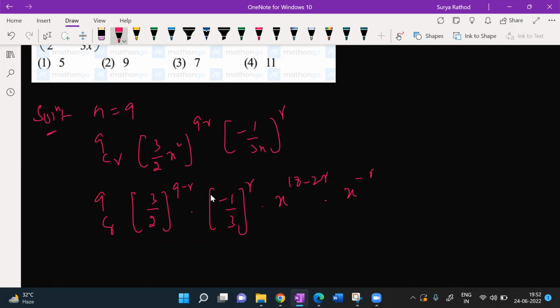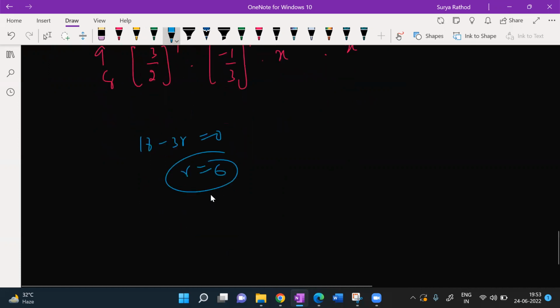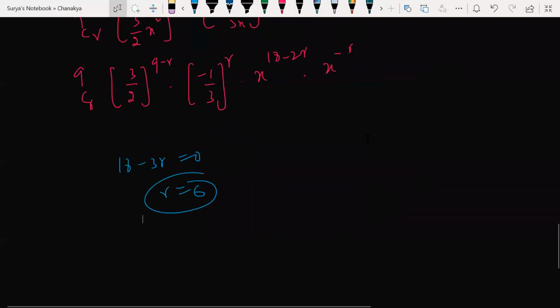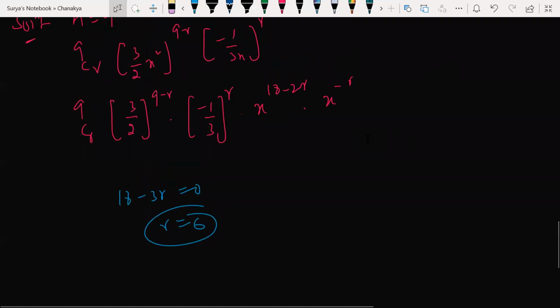Correct? So adding, look at this here. This is the expansion I got. For the term independent of x, we get x to the power of 18 minus 3r. So 18 minus 3r will be 0, and the r value will be 6 here. Then substitute that and you will get the answer. How simple it is. Why are you not getting this? Solve it.